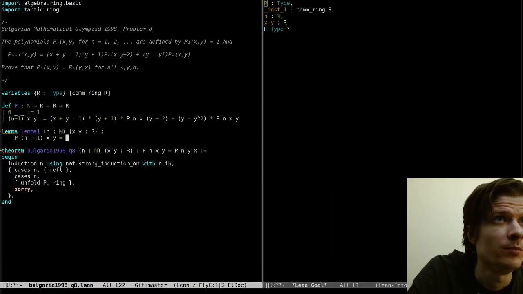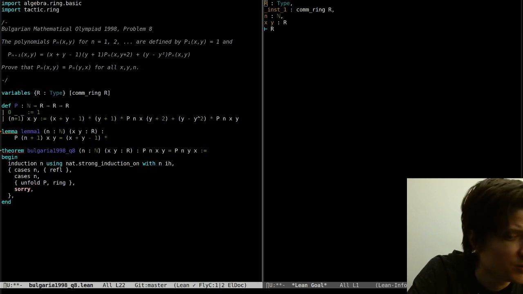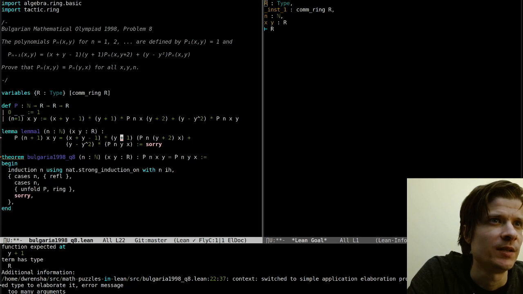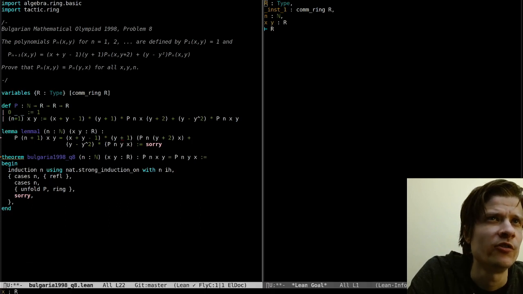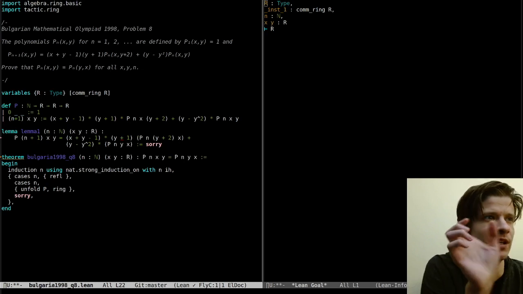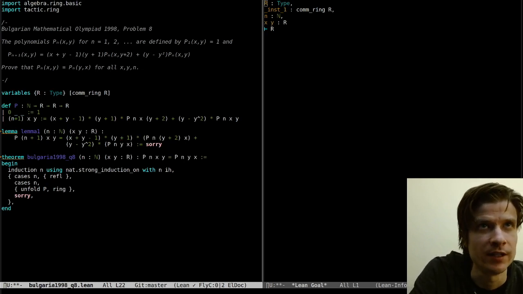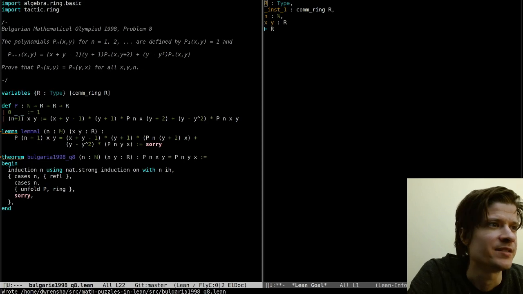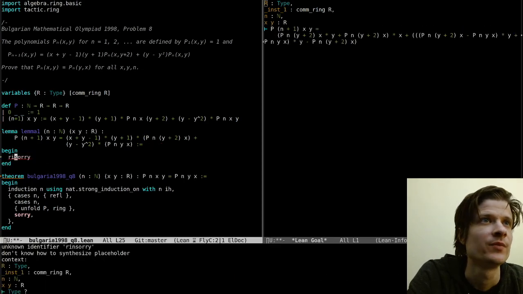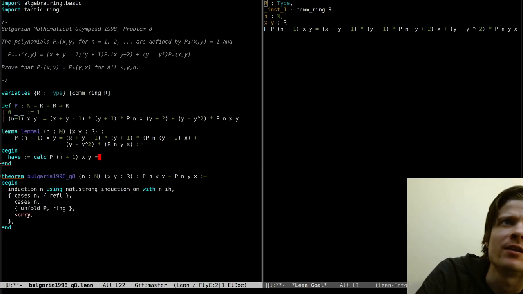So I want to prove that P of n plus 1 of xy is equal to x plus y minus 1 times y plus 1 and y plus 2. Function expected at y plus 1 term, there's some kind of weird parsing happening here. Oh yeah, of course. Informally, we can write multiplication as just things next to each other, but in Lean I have to write it as an asterisk. And that means times. So if we're lucky, I can just say ring here again, but it's not working. Okay, so I'm going to need the inductive hypothesis.